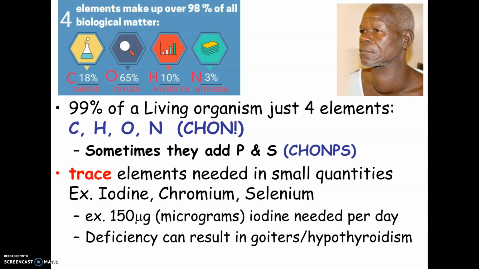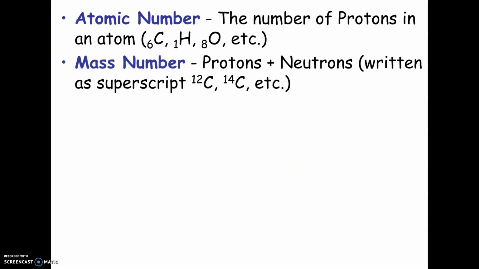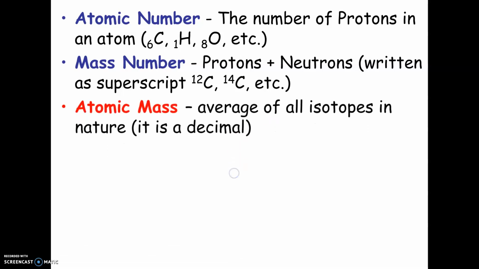But CHON or CHOMPs would be the way to remember the macro elements, the ones that you need in large quantities. Okay. Going back to our chemistry review, the atomic number is the number of protons that an atom has. It's written in the bottom left. And the mass number is the number of protons plus neutrons added together, and it's written as a superscript in the top left. Now, there's also what's called atomic mass.